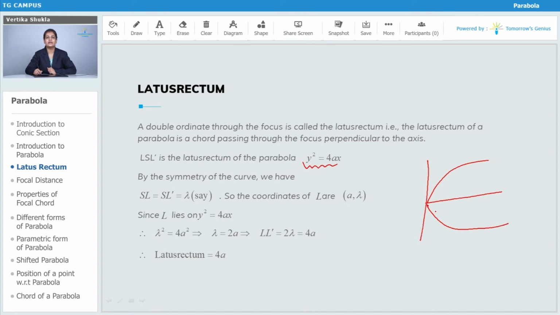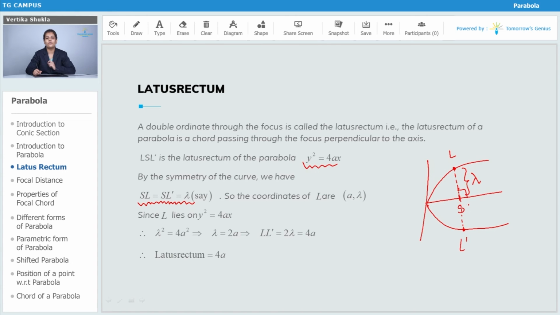This is a parabola, y square is equal to 4ax. Now they are saying if S is the focus and L and L dash are the extremities of the latus rectum, suppose this is L and this is L dash. Now we know that LL dash is a line which is perpendicular to your axis. Now they are saying that SL is equal to SL dash, which is equal to lambda. Why are these two lengths equal? Because about the axis the parabola is symmetric. So this distance LS will be equal to the distance SL dash, which is equal to lambda. So they have assumed that this distance is lambda.